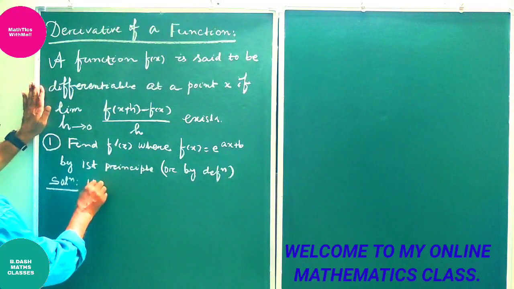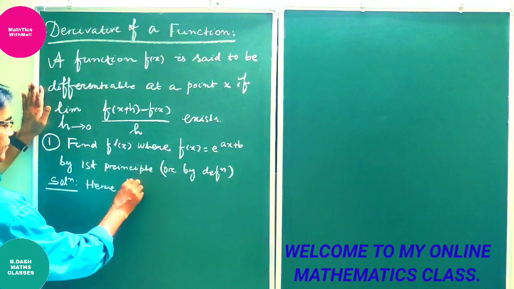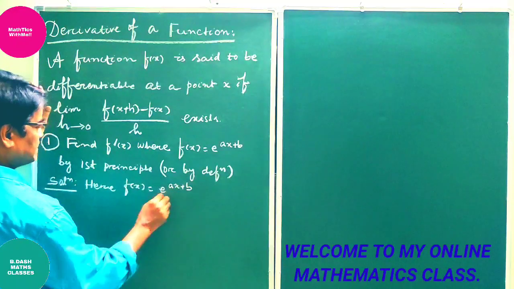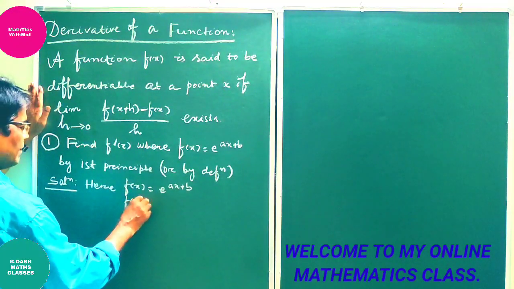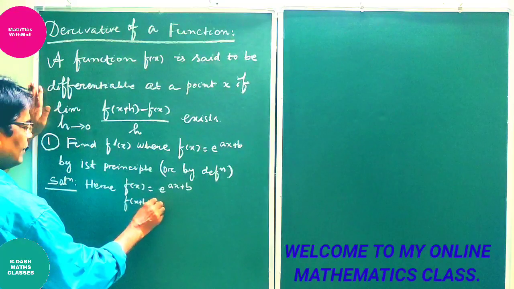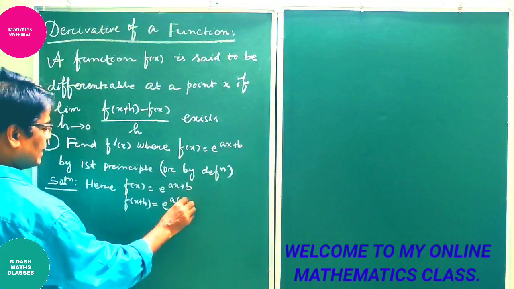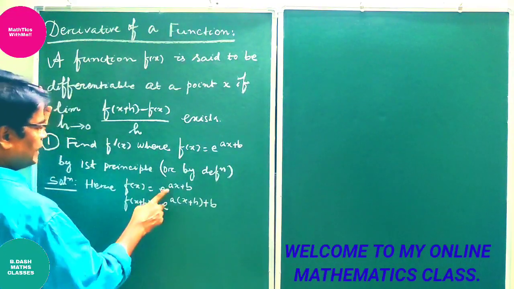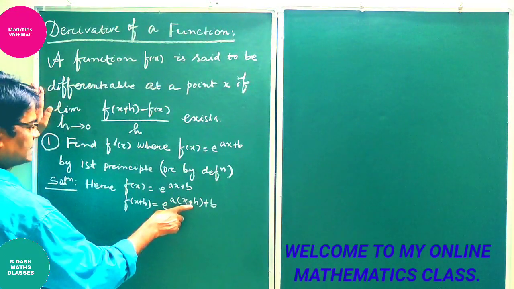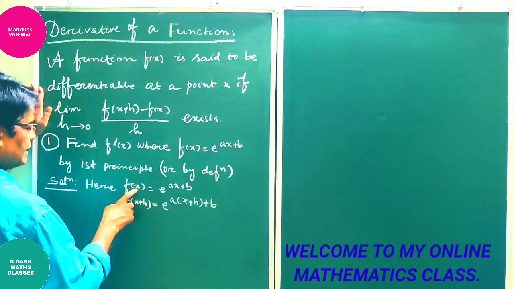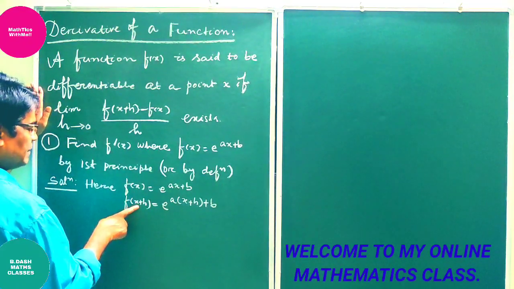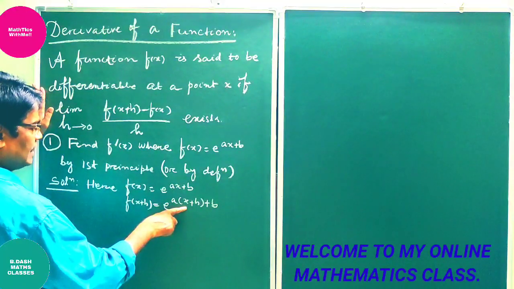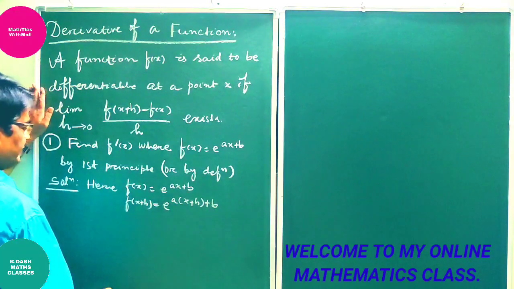So here f of x is equal to e to the power a x plus b. F of x plus h is equal to e to the power a into x plus h plus b. Here x is replaced by x plus h. In the left hand side x is replaced by x plus h. In the right hand side in place of x we have written x plus h.